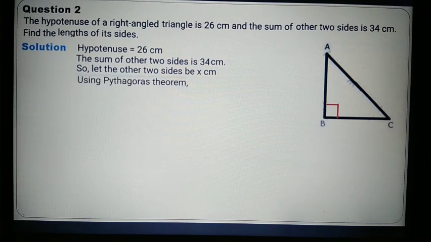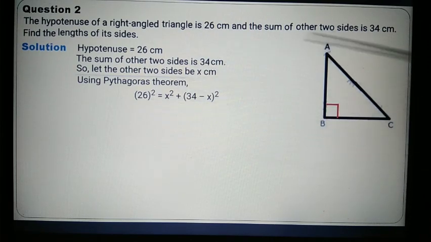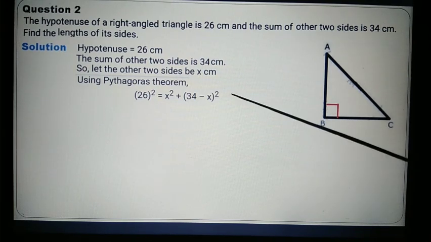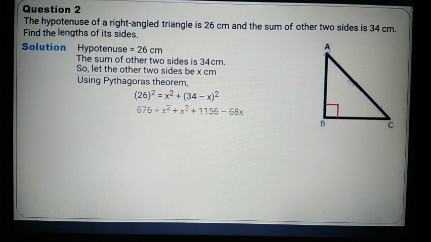So using Pythagoras theorem, I have hypotenuse square equals to this square plus this square, right? So if I use that Pythagoras theorem, my hypotenuse is 26, so hypotenuse square equals to x square plus 34 minus x whole square, right? So this is your Pythagoras theorem. So you open the bracket, apply a minus b whole square formula, and arrive at your quadratic equation, right?